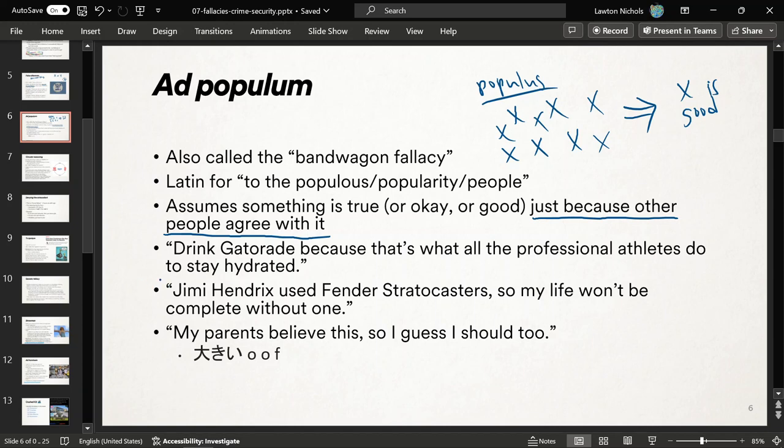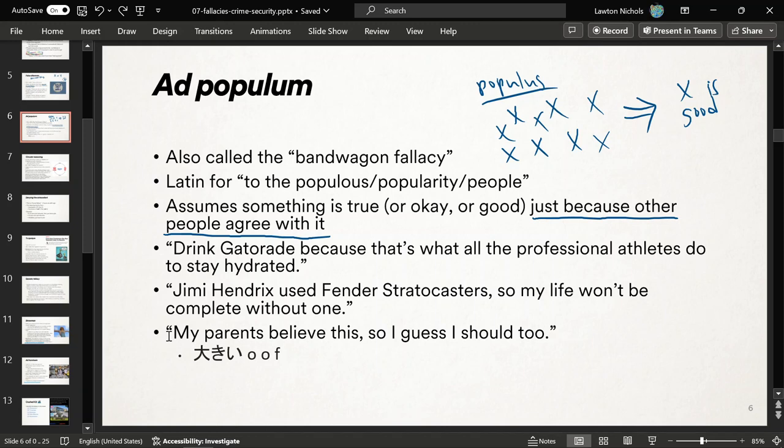All right, what else? Here's one that I might believe. Jimi Hendrix used a Fender Stratocaster, so obviously I need one. Right? That's the ad populum fallacy. Buy another guitar, make it your own. It will still sound nice, right? You don't need something that somebody else had, all right?